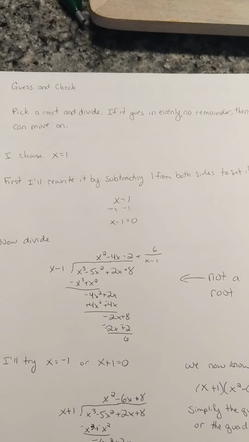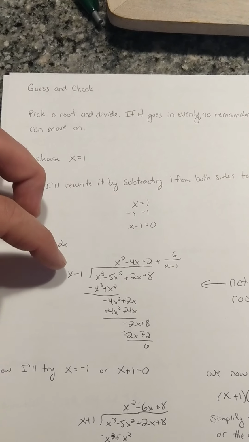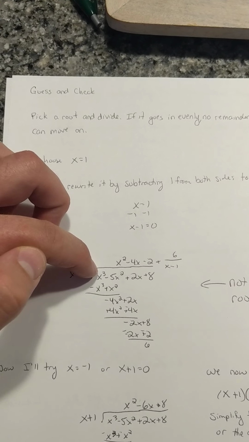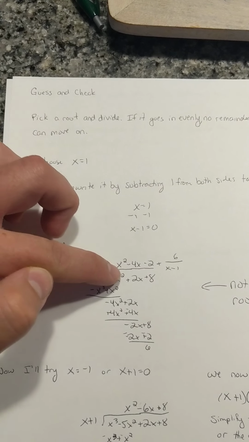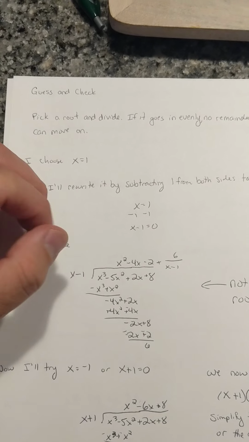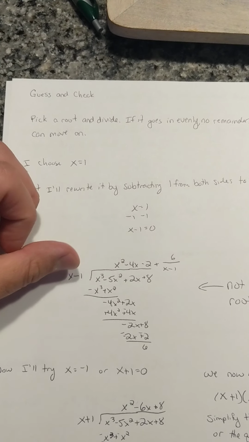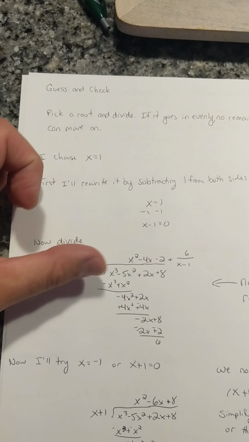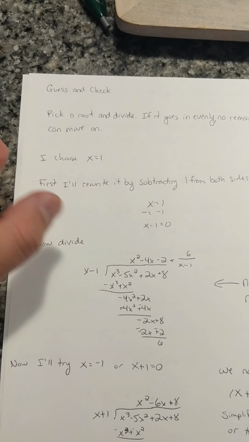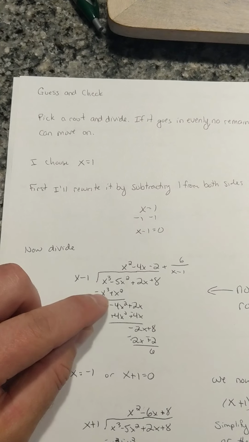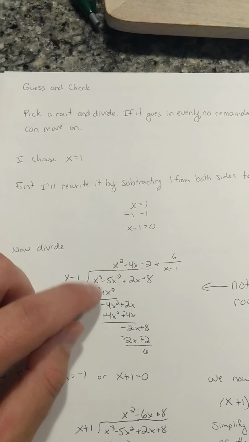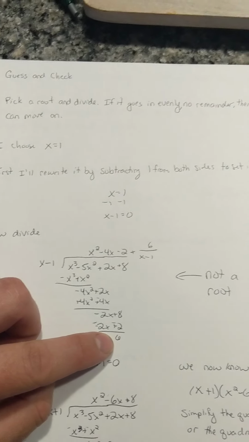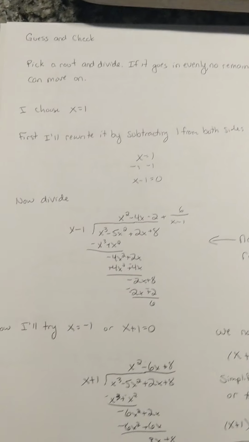So hopefully you watched the video and you refreshed your memory, but I want this leading term to be the same as this leading term. I have a binomial, so I'm only going to look at the first 2 terms. And so x cubed, I want to turn this x into an x cubed, so I multiply by x squared. I multiply the x squared and negative 1 as well. Make sure you subtract both, so you have to change those signs. And then you bring down, bring down, bring down. I'm getting a remainder of 6. That means it's not a root.